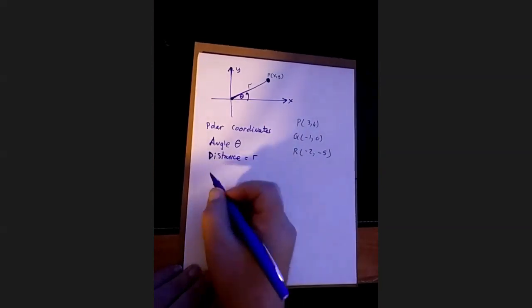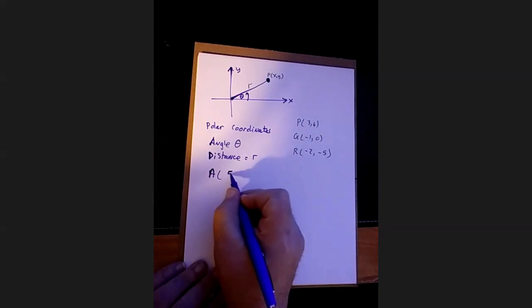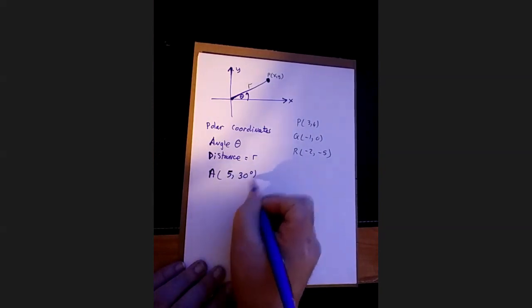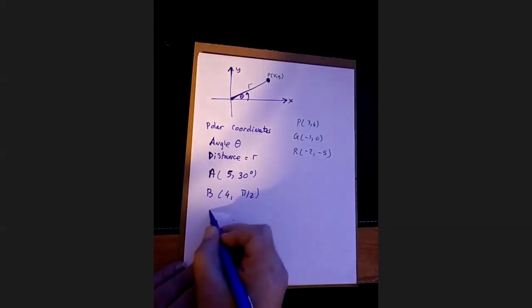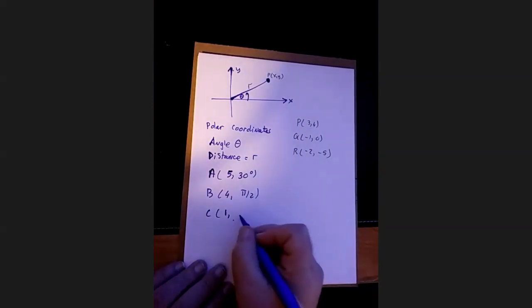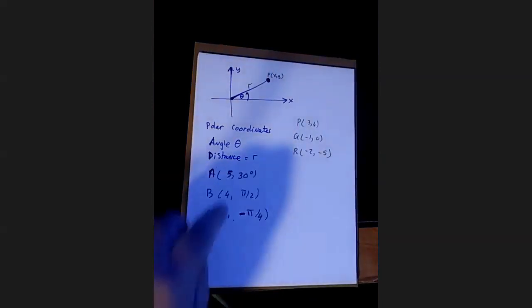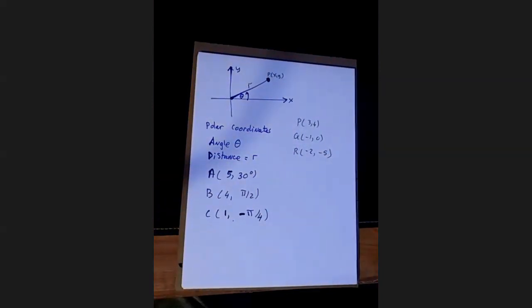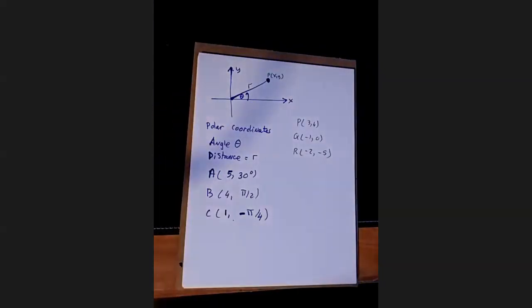So I could tell you a point A, and I would do it something like this: 5, 30 degrees, 4, pi upon 2, 1, negative pi upon 4. Now these are examples of polar coordinates. They still use two numbers. The first number is the distance from the origin, and the second number is the angle that you make with the x-axis. Seem reasonable?